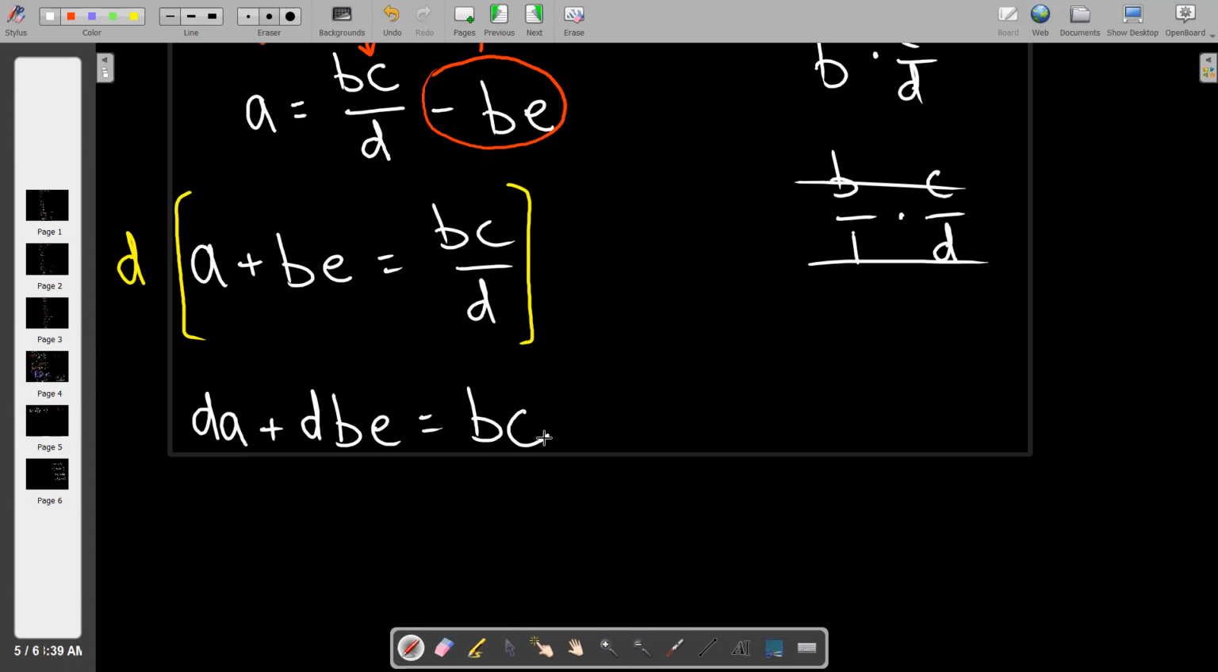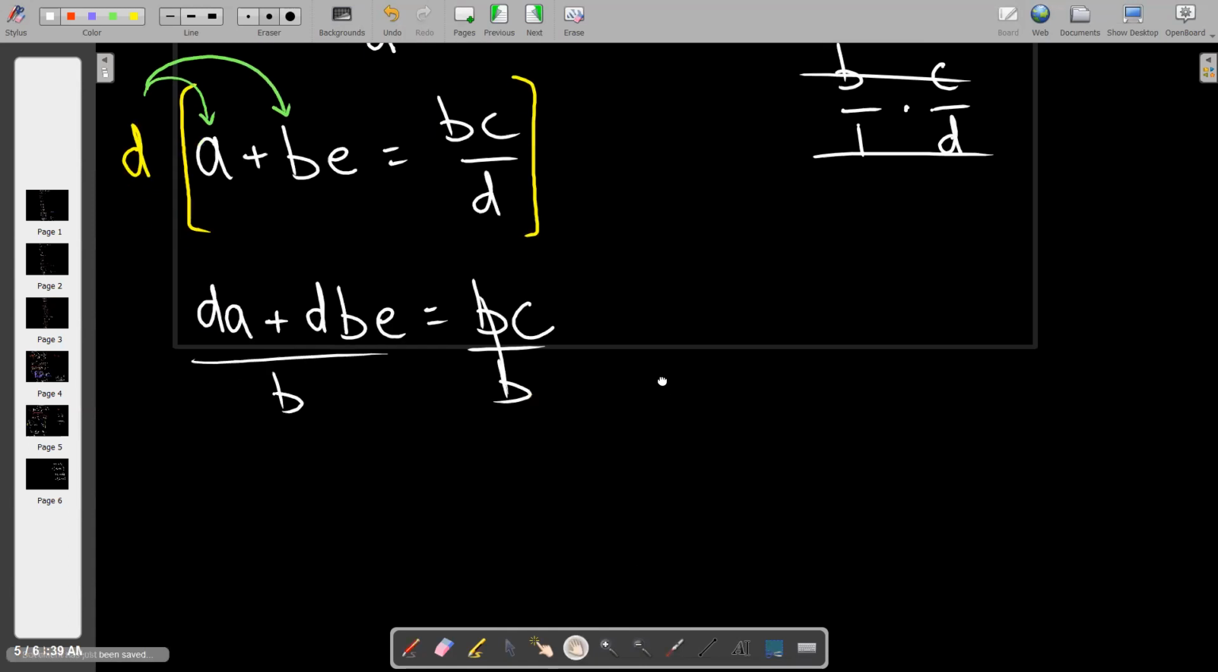You guys see what I did? I just took the D and I multiplied it here to get DA, and then I multiplied it here to get DBE. And then finally, we made it. What do we divide by? Just B, because we're trying to get C by itself. So just divide by B and cancel those out, and we're done.